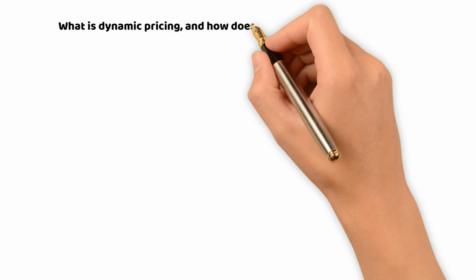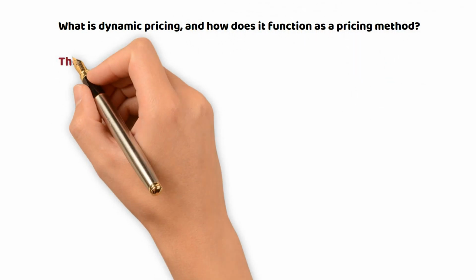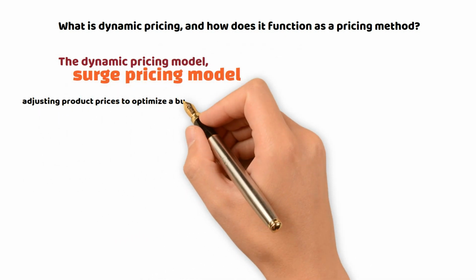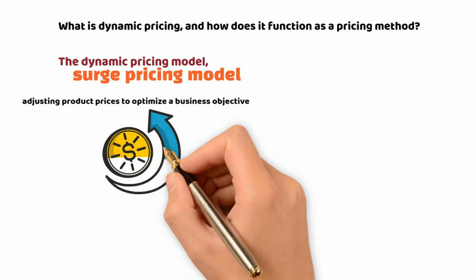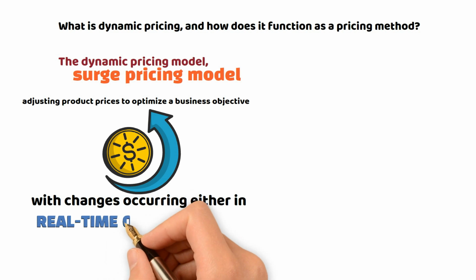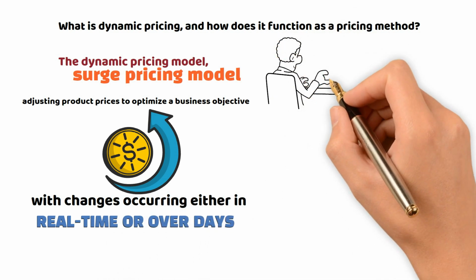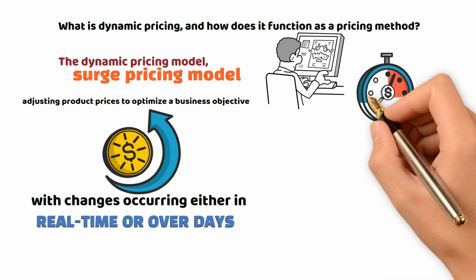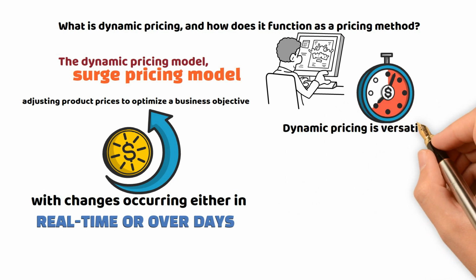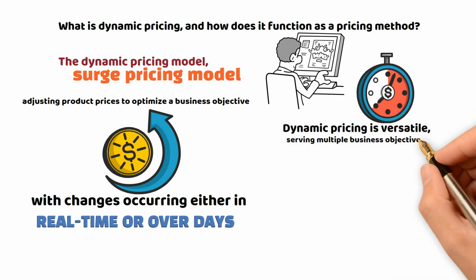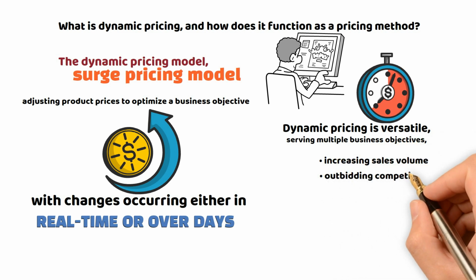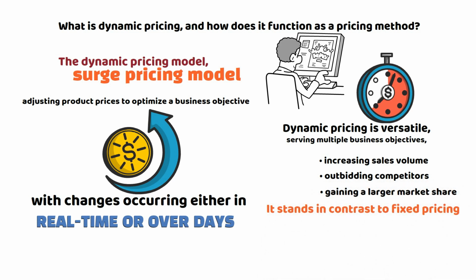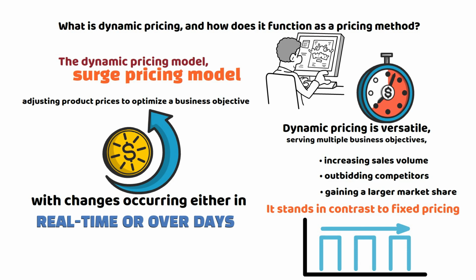What is dynamic pricing and how does it function as a pricing method? The dynamic pricing model, also known as a surge pricing model, involves adjusting product prices to optimize a business objective in a constantly changing market, with changes occurring either in real time or over days. For instance, an online retailer's e-commerce site may employ a pricing engine that adjusts prices every minute to reflect fluctuations in customer demand. Dynamic pricing is versatile, serving multiple business objectives such as increasing sales volume, outbidding competitors, and gaining a larger market share. It stands in contrast to fixed pricing, which maintains set prices irrespective of market conditions.